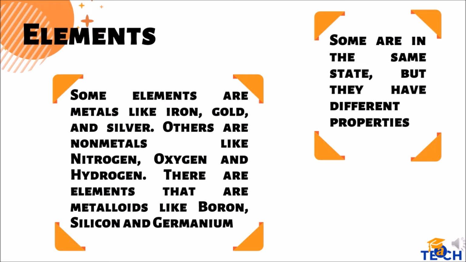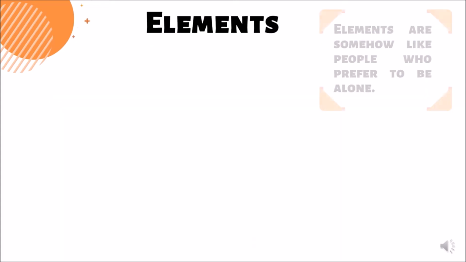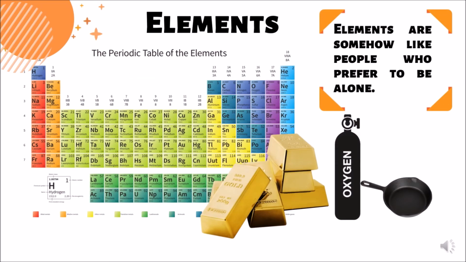Some elements are metals, like iron, gold, and silver. Others are nonmetals, like nitrogen, oxygen, and hydrogen, and there are elements that are metalloids like boron, silicon, and germanium. Some are in the same state, but they have different properties. Elements are somehow like people who prefer to be alone.